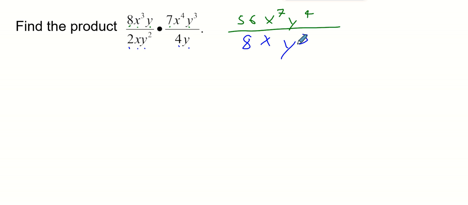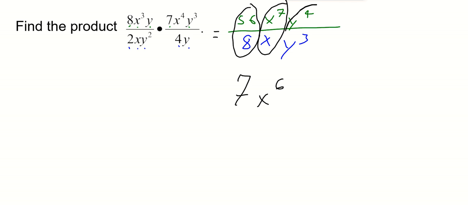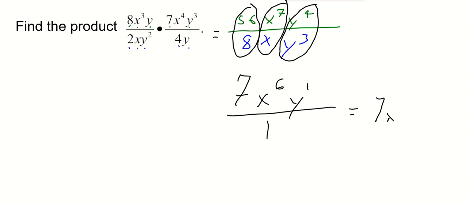Okay, so now that I've done that, I want to look and simplify between terms. Well, 56 divided by 8 is 7. X to the 7th divided by x is just x to the 6th. And y to the 4th divided by y cubed is just y to the 1st. And we're just left, everything canceled out, so we are over 1, which we know we don't have to write, that dividing by 1. And we don't have to write powers to the power of 1, so this is 7x to the 6th times y. Okay.